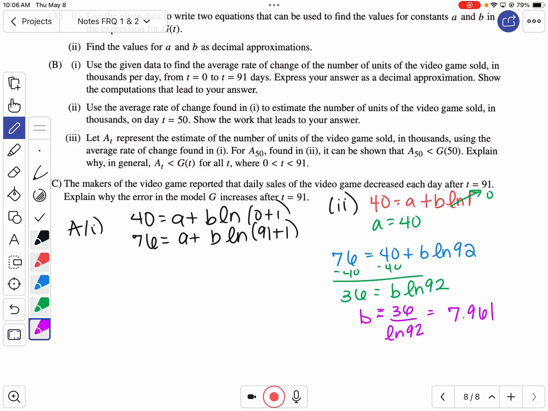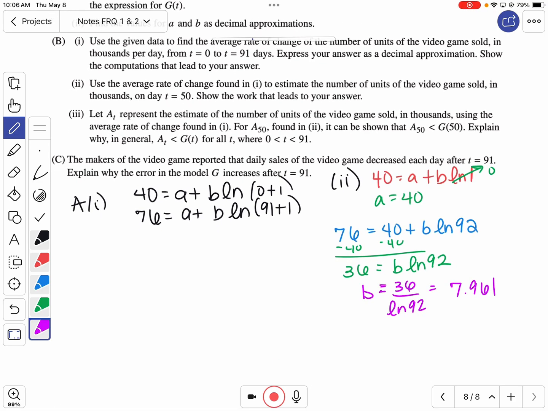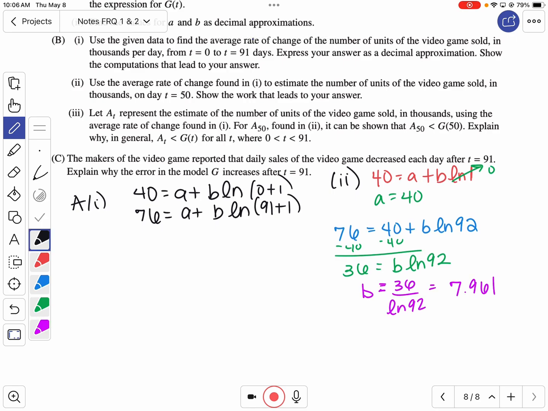Okay, so now let's look at part B. On part B, the first one, it says use the given data to find the average rate of change of the number of units the video game sold in thousands per day from 0 to 91. Here's something that's important right here. They just gave you your units for your rate of change right there in the statement. So when it asks for what units to be put, it's right there in the sentence. They gave it to me. Express it as a decimal and show your computation.